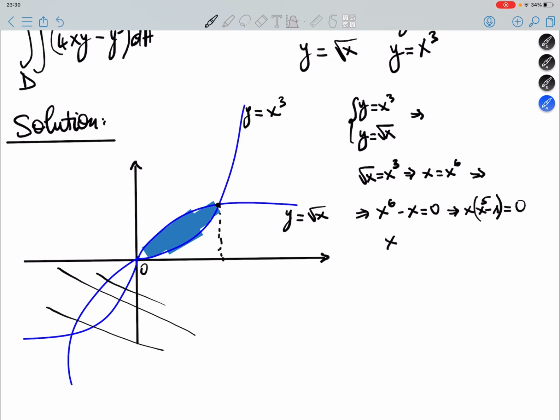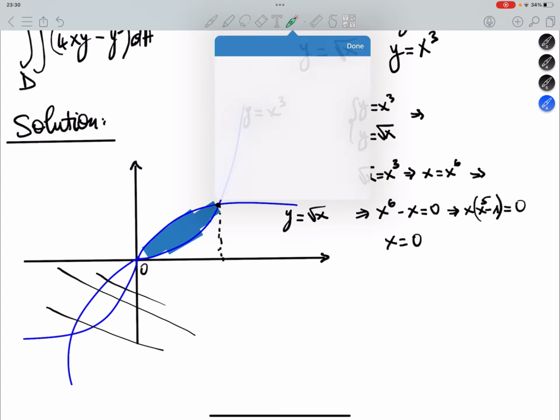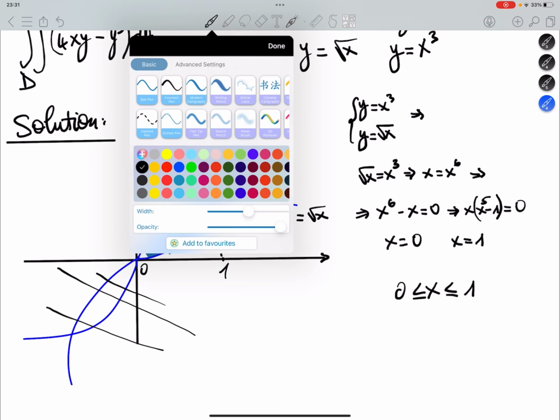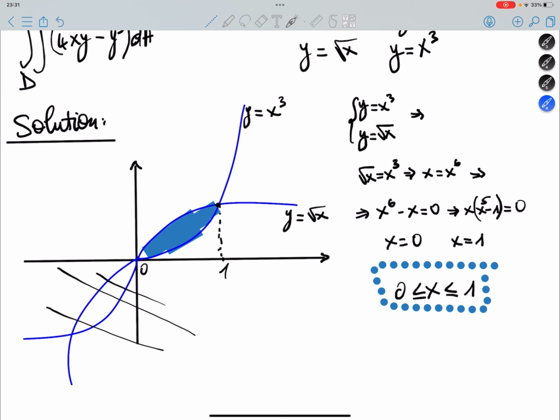Now we have that x is equal to 0, which is this point here. And as you can see here, when x is equal to 1, this is also a solution of the equation. So we have x is equal to 1. So this point here is 1, and x goes from 0 to 1. We have the x part.